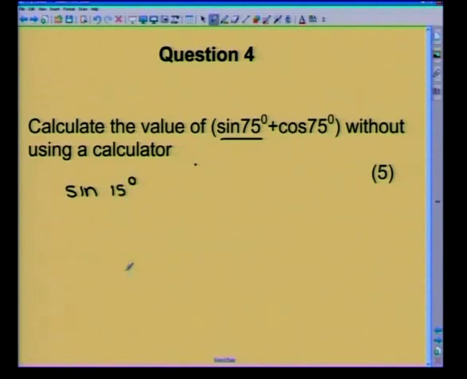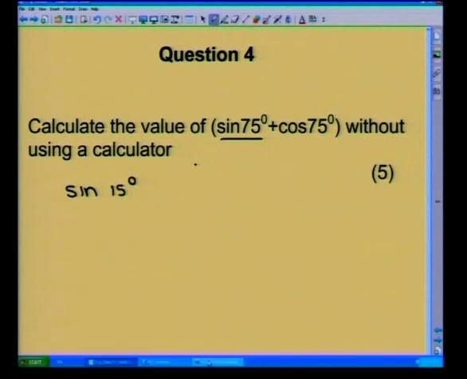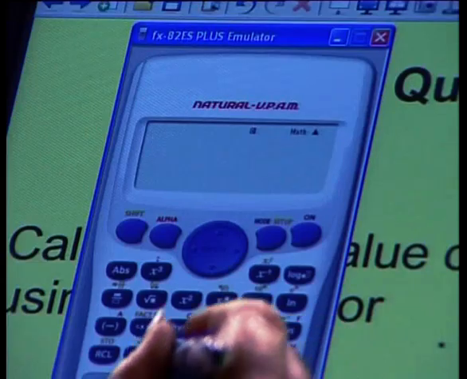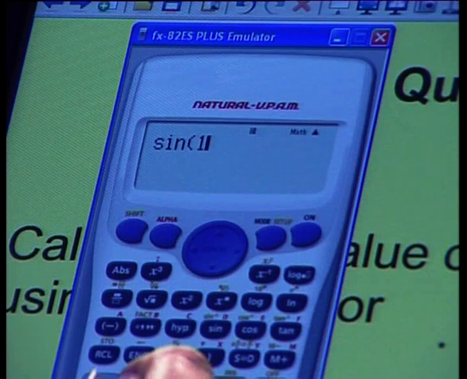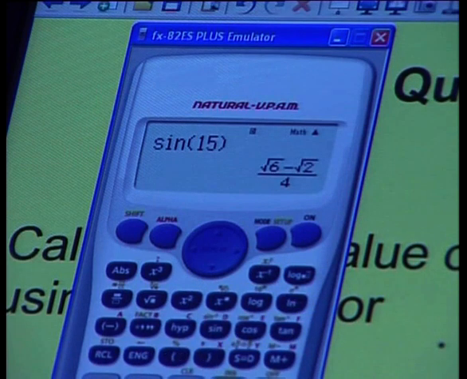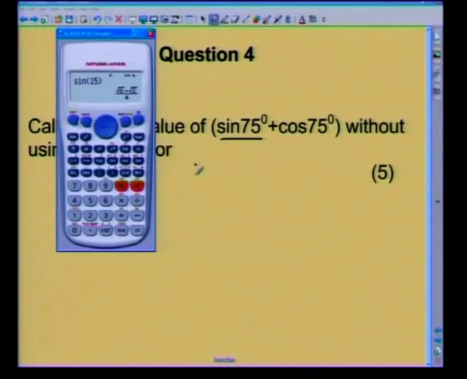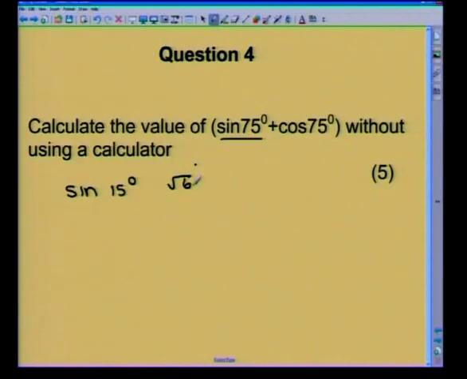Now, again, if we pulled up the calculator and we did that, we would know the answer. So let's just get it up. All clear. Let's go sine 15 degrees, root 6 minus root 2 over 4. Okay, so let's put it down. It's root 6 minus root 2 over 4. We know that that is definitely the answer. I'm going to show you how we can do that without the calculator.